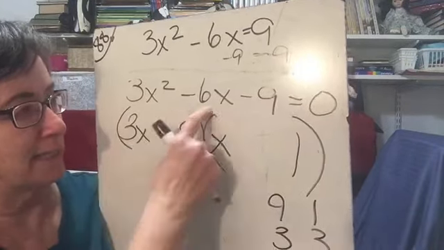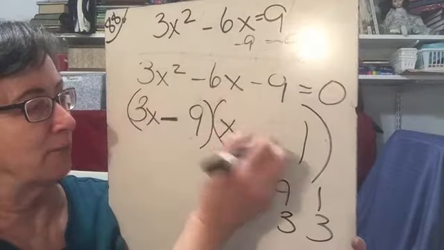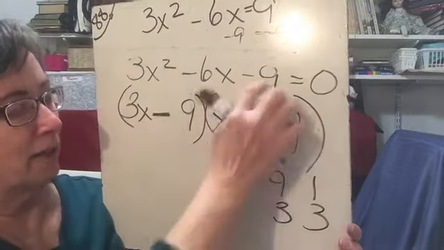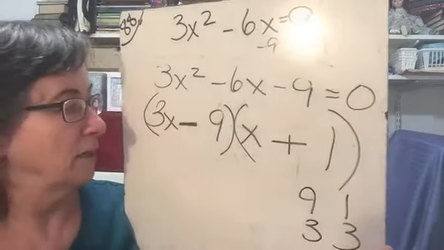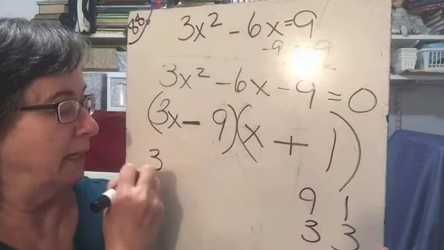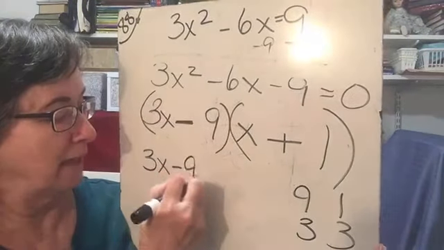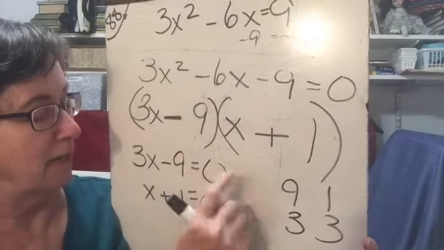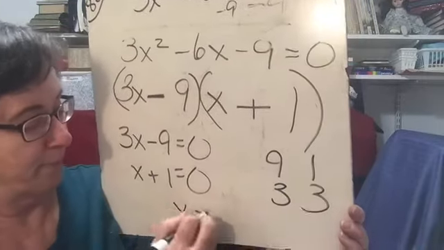Okay, so let's FOIL it. We have a 3x squared. We have a 9x minus a 3, but I need this one to be negative because I need a negative in the middle. And then I have my negative 9 on the end. So there are my factors. So I'm going to set each factor equal to 0. So 3x minus 9 equals 0, and x plus 1 equals 0. So if I add 9 to both sides, I get 3x equals 9, which means x equals 3.